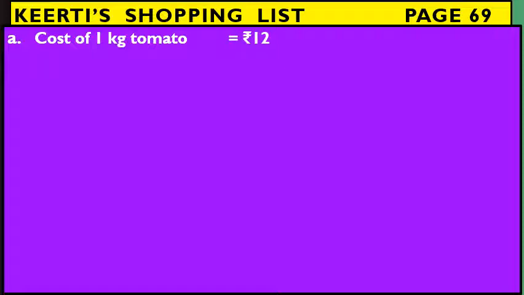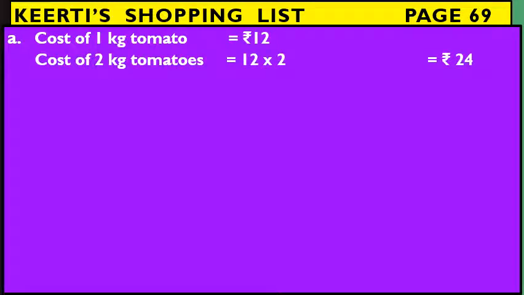Now you are supposed to find how much is the cost of 2 kg tomatoes. Answer. Children, we know that 1 kg tomato cost rupees 12. So 2 kg tomatoes will cost 12 twos are, that is 24 rupees.